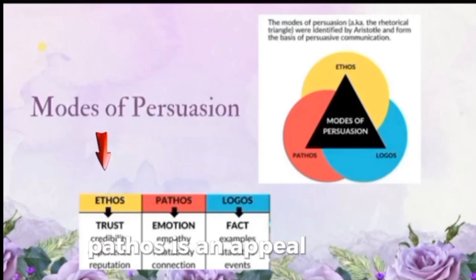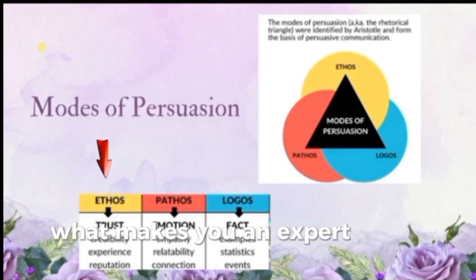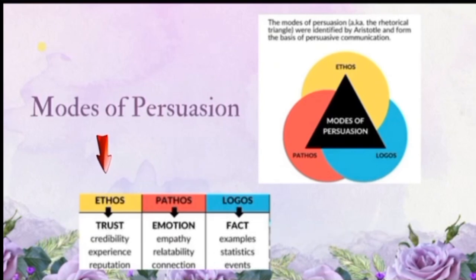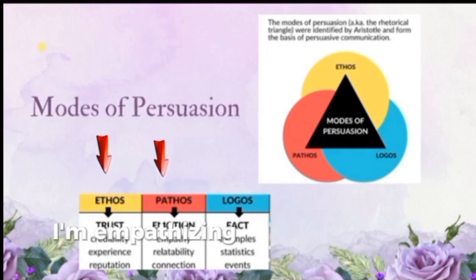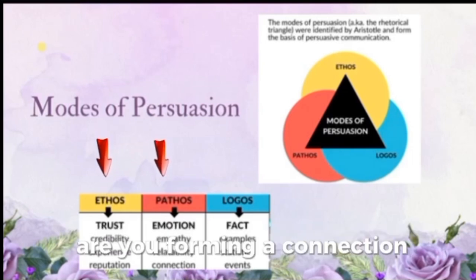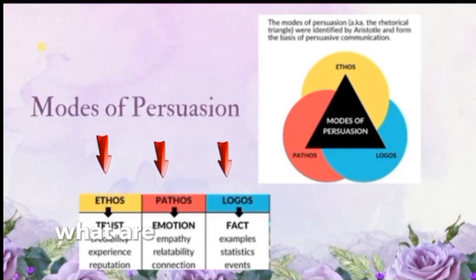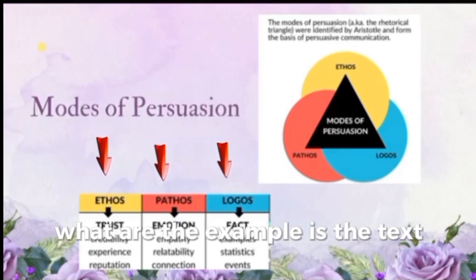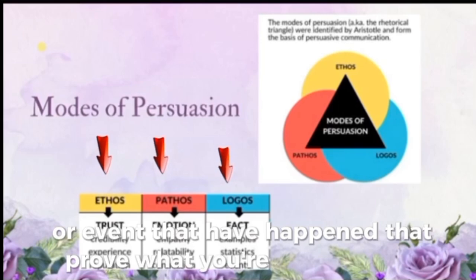Ethos is an appeal to trust, credibility, experience, protection, what makes you an expert on this topic. Pathos is an appeal to emotion. Am I empathizing with you? Are you being relatable? Are you forming a connection? And finally, logos is an appeal to fact. What are the examples, statistics, or events that have happened that prove what you're saying is true?